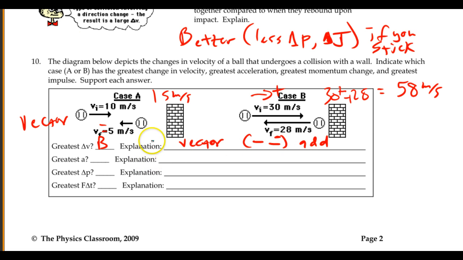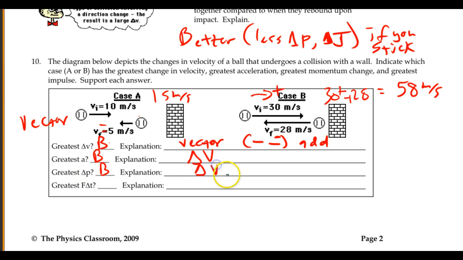In terms of greatest acceleration, in this case it looks like they're both the same object, so same size, type, and mass of object. So case A has a smaller change of velocity, therefore it would have a smaller acceleration. So B would again have a greater change in velocity over that time period, and it would have a greater acceleration value. So bigger delta V. Greatest delta P, change in momentum, would be mass times the change in velocity. Again, the change in velocity is much larger in B.